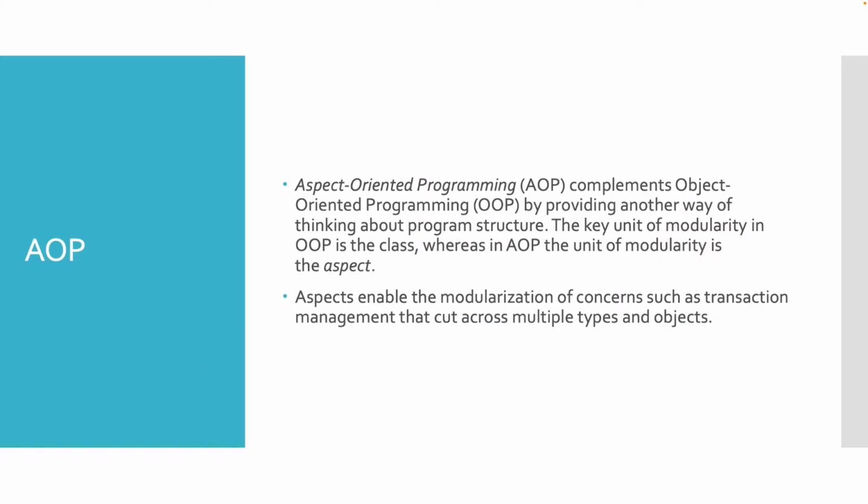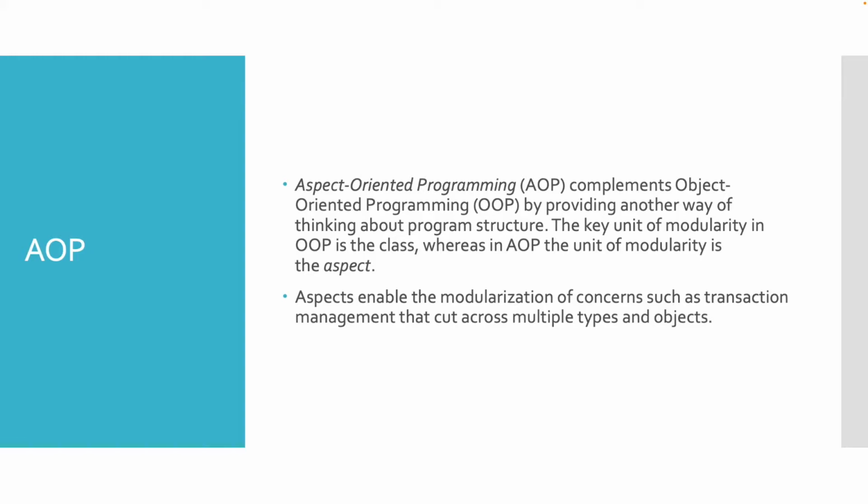The idea to solve such a problem is AOP, Aspect-Oriented Programming. It complements OOP by providing another way of thinking about program structure. The key unit of modularity in OOP is a class, whereas in AOP, the unit of modularity is the aspect. How can we understand aspects?